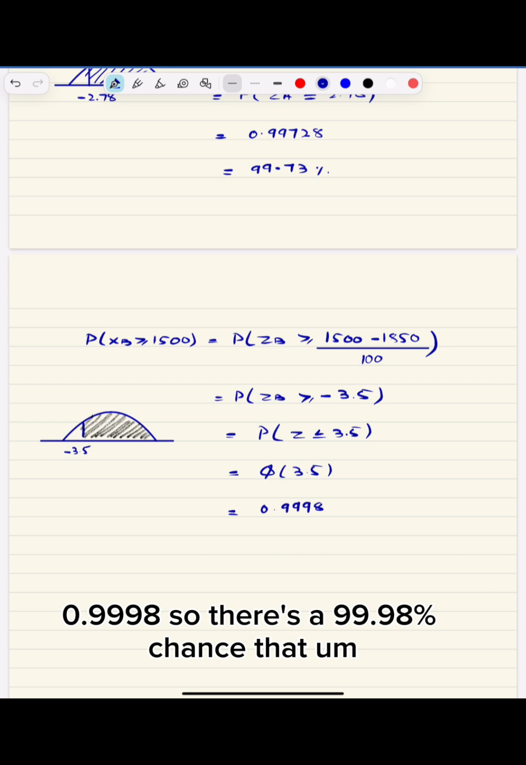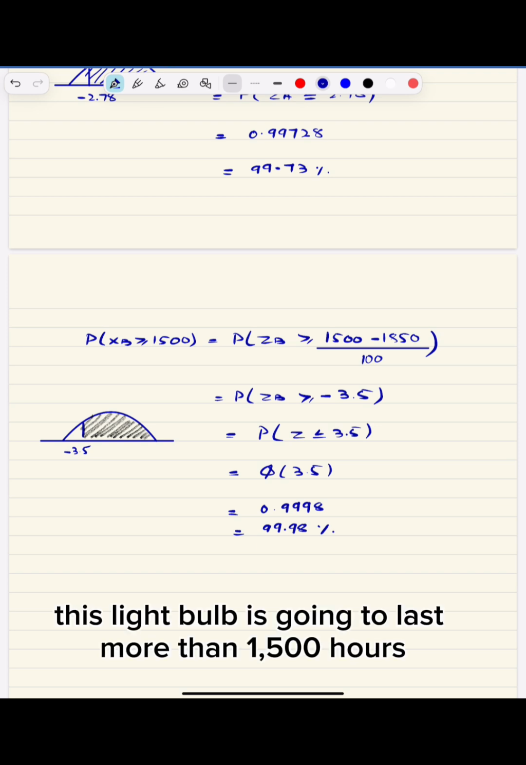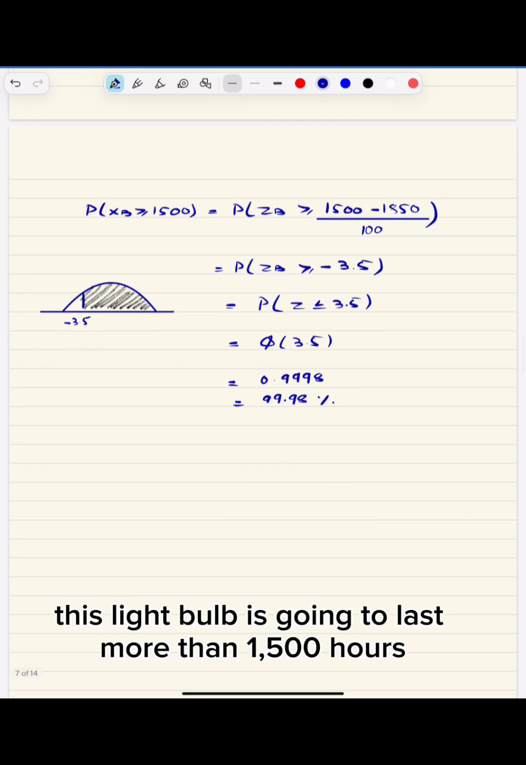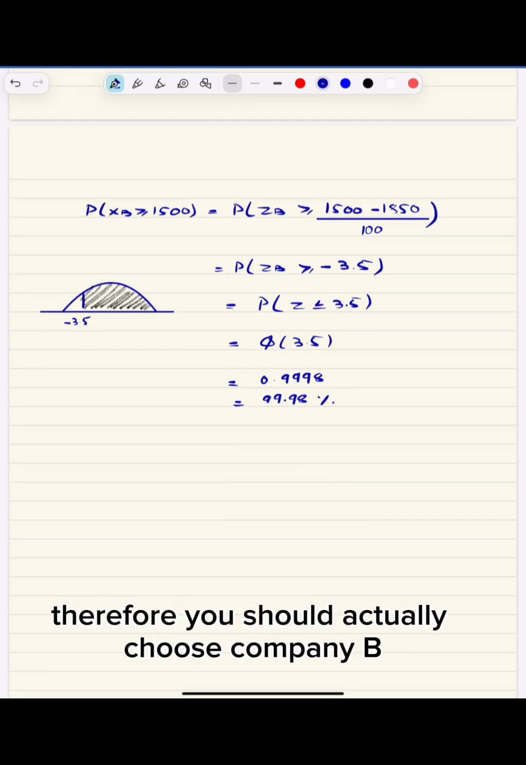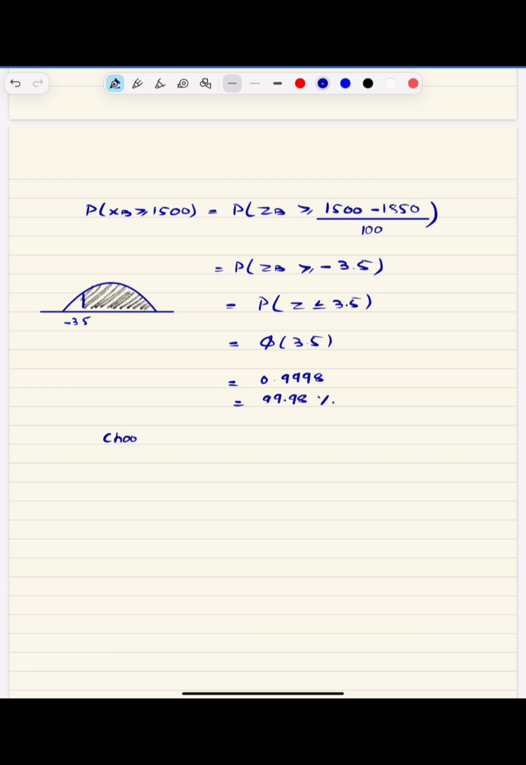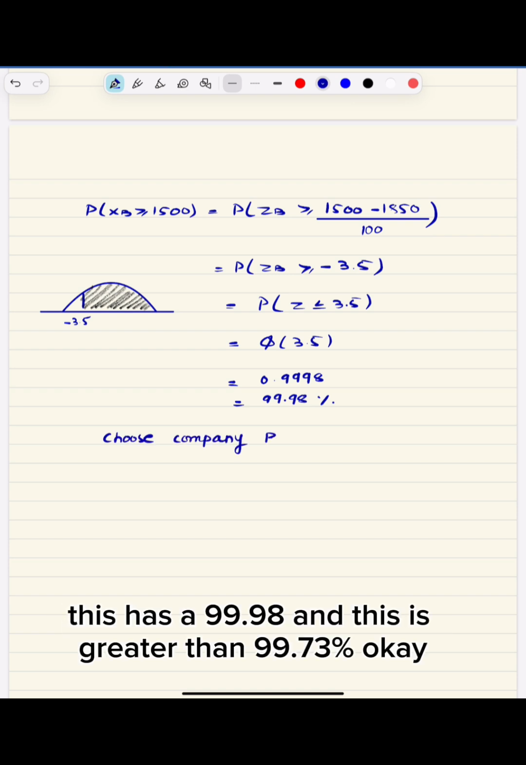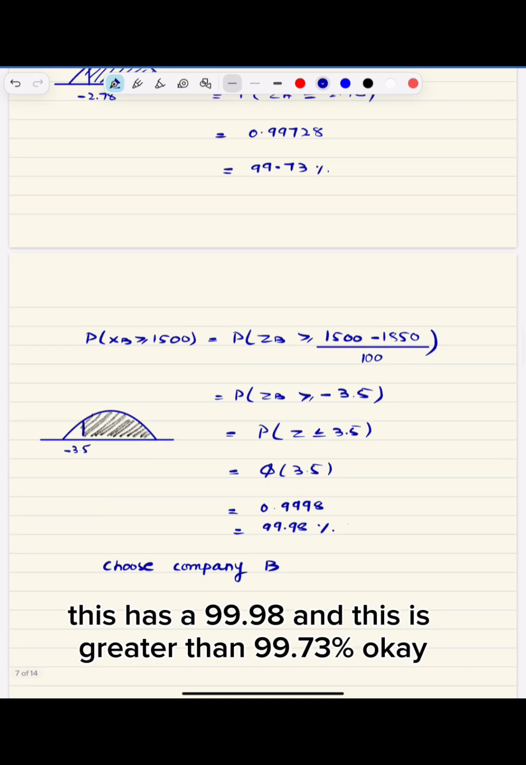0.9998. So there's a 99.98% chance that this light bulb is going to last more than 1500 hours. Therefore, you should actually choose company B because the chances are higher over here. This has a 99.98% and this is greater than 99.73%.